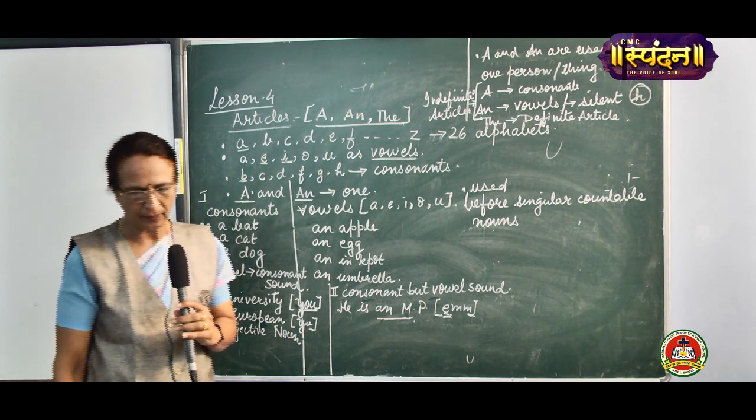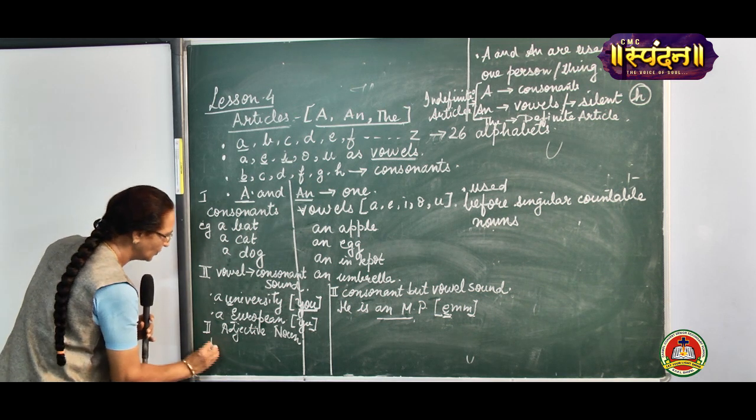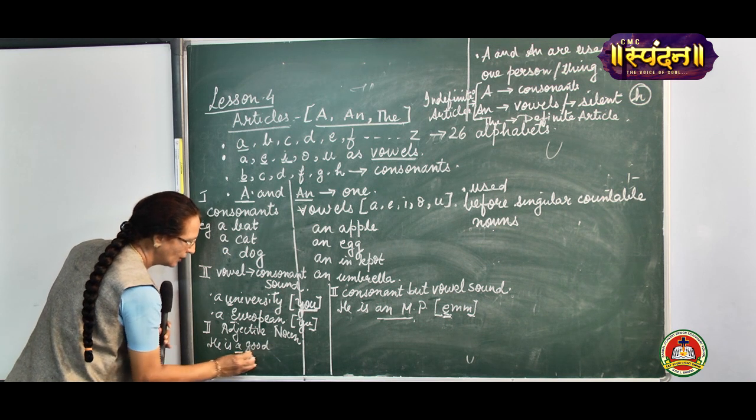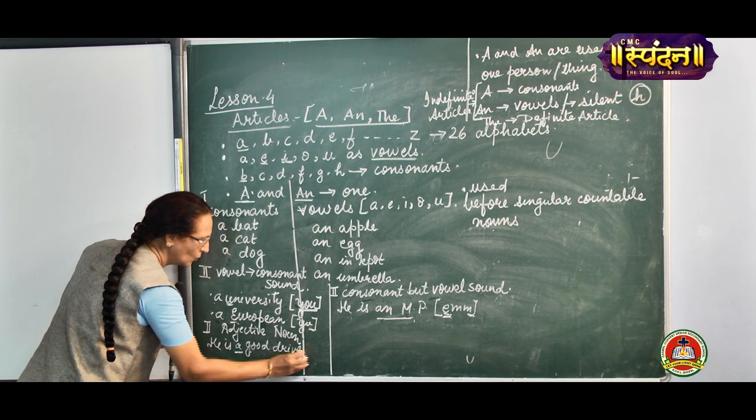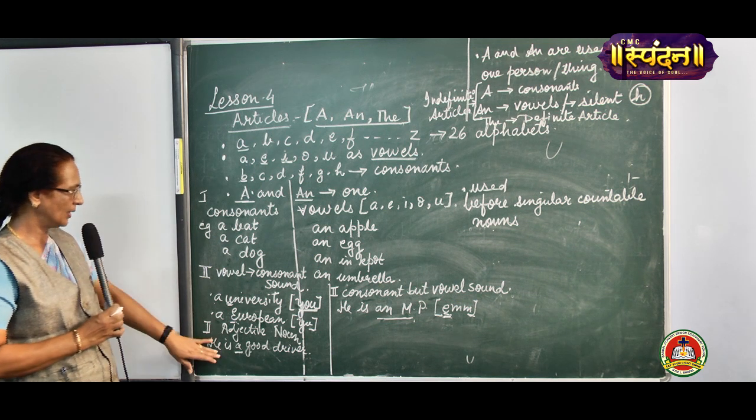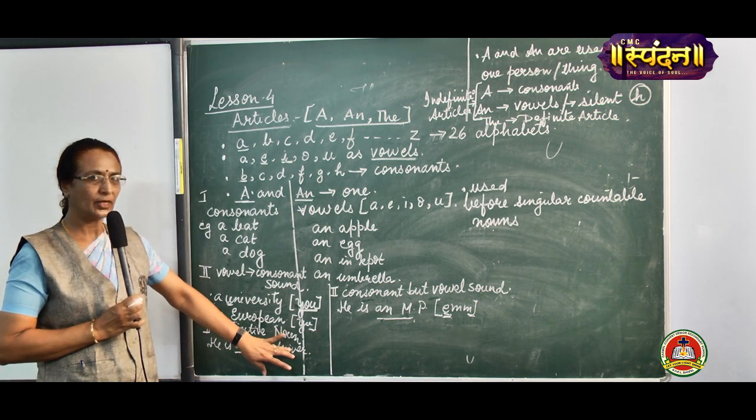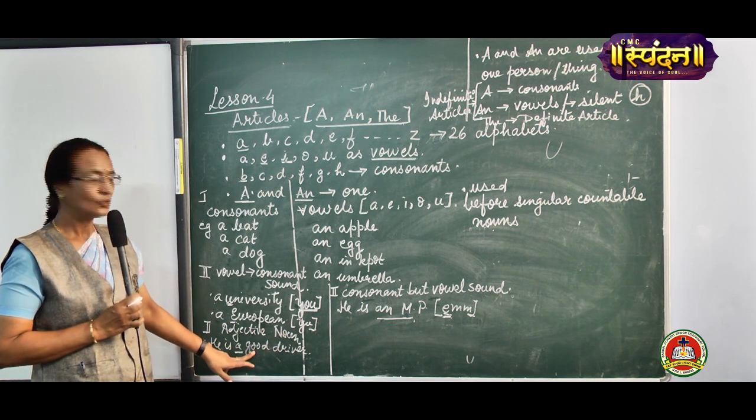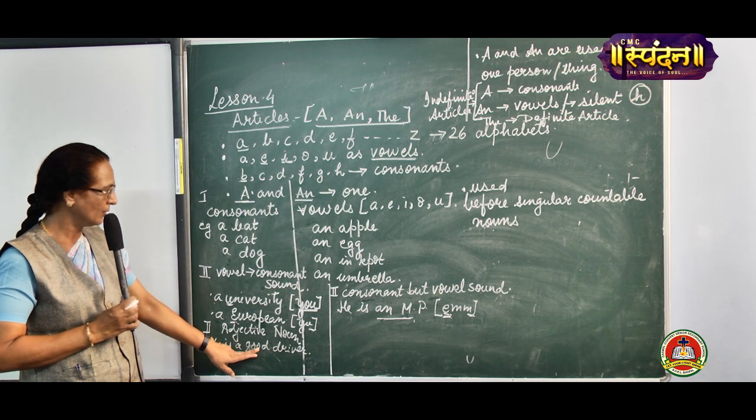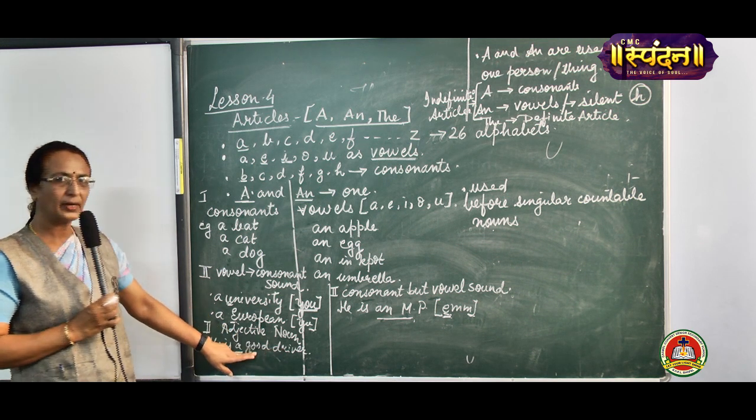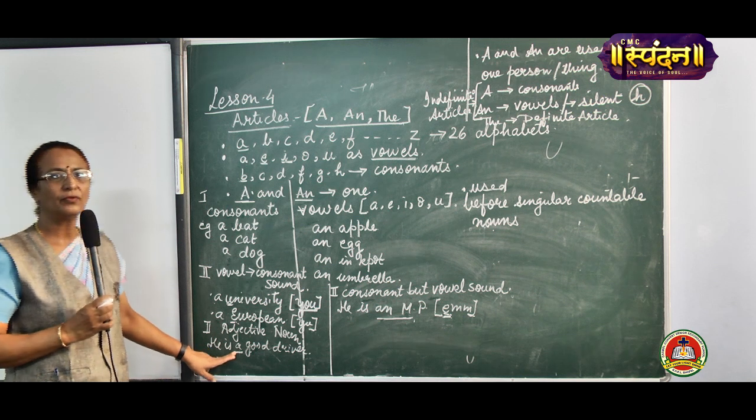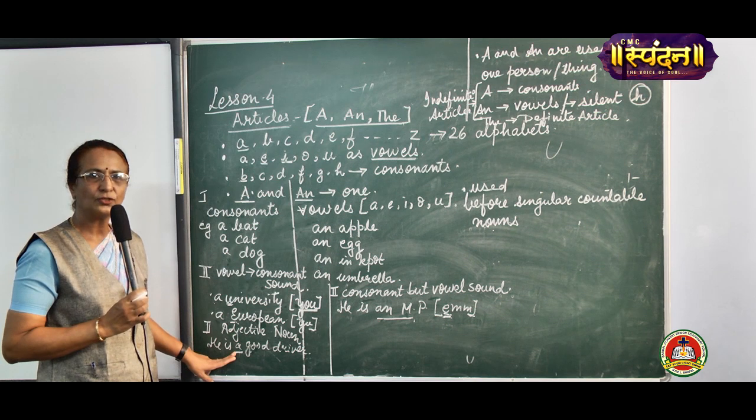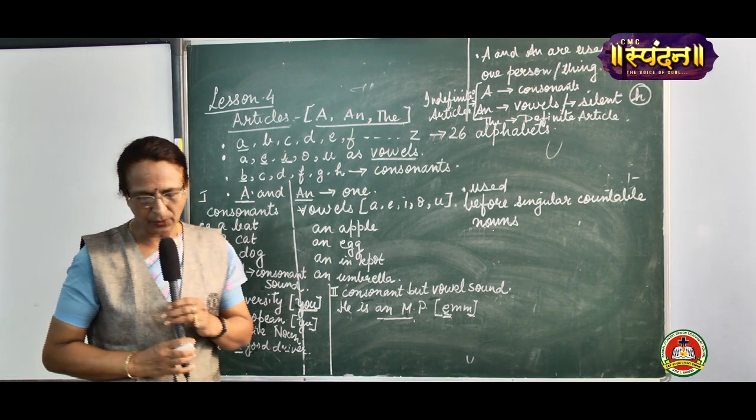Like, he is a good driver. Whom are we talking about? He is what? Driver. What kind of a driver? He is a good driver. So, before an adjective, the noun being preceded by adjective, again we will be writing a before that. Is that clear, children? Another example I give you.